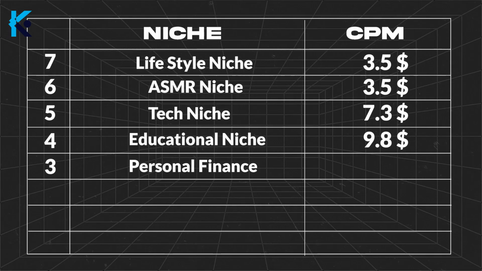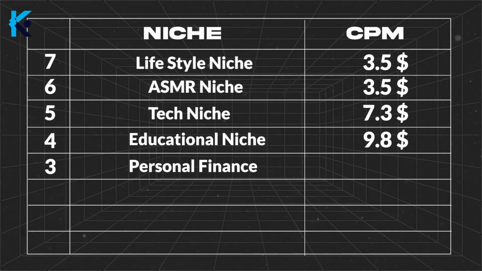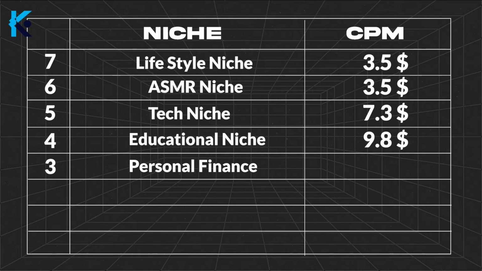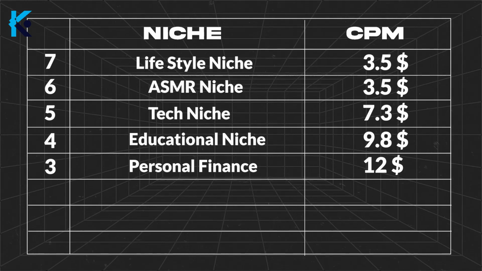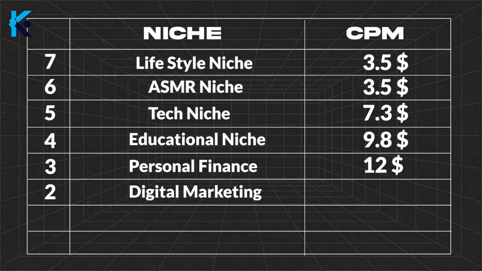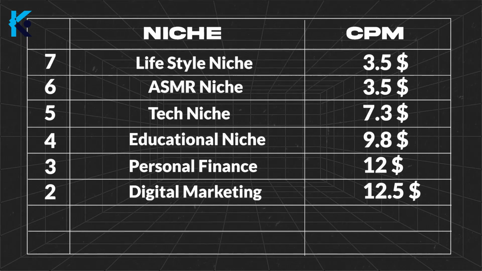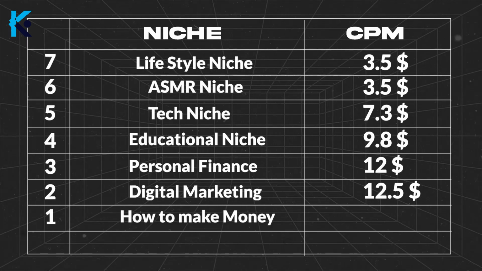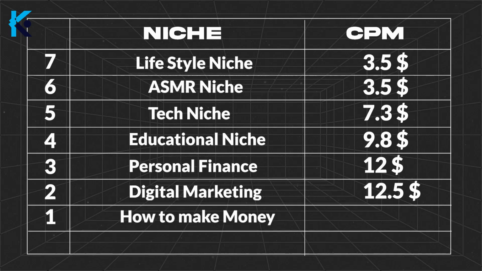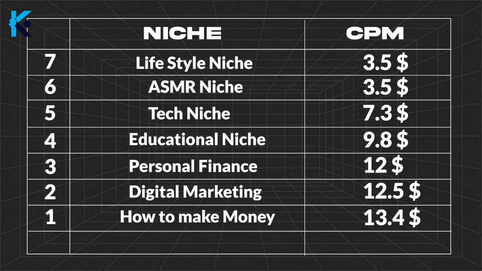Number 3, personal finance niche. This is one of the highest paid niches on YouTube. It has a CPM of $12. Number 2, digital marketing niche, which has a CPM of around $12.5. Finally, the number 1 niche on YouTube is how to make money niche, which has a CPM of around $13.4.